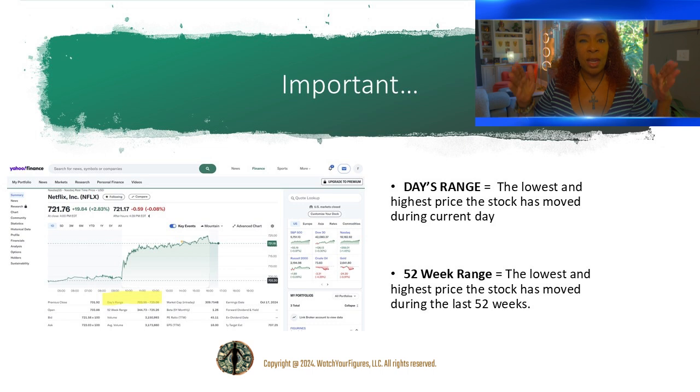But the day's range kind of gives you an option of what the lowest price was that day and what the highest price was that day, which means it can hit the low again, or it can continue going further, or it can be lower than the low. So just keep an eye on your day's range.